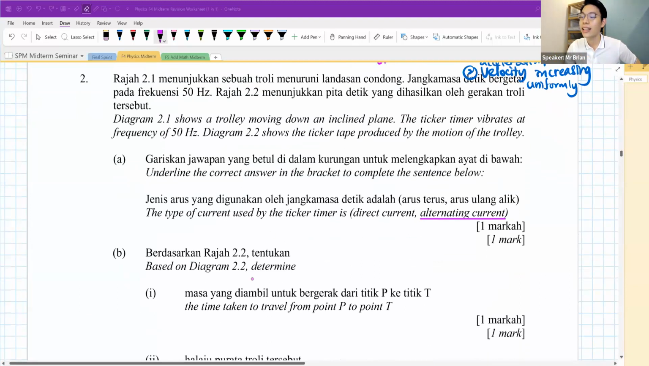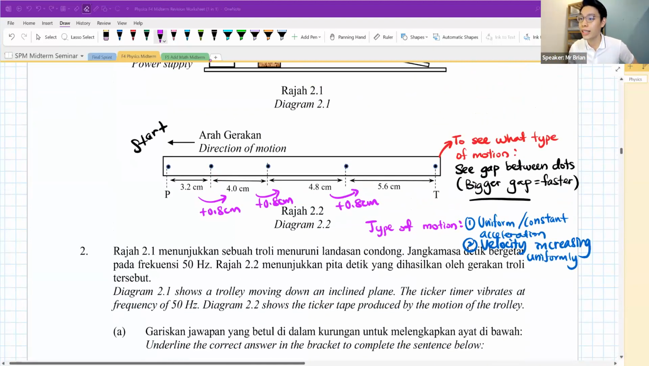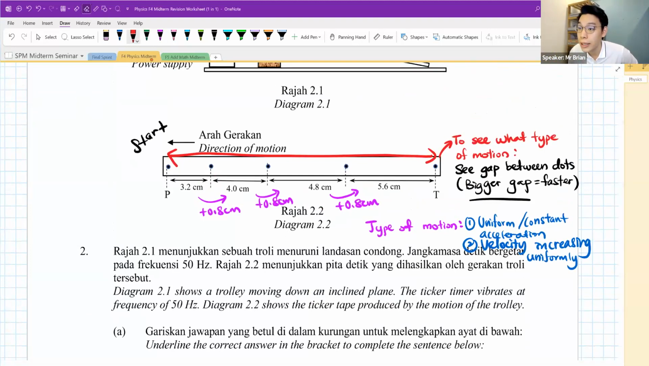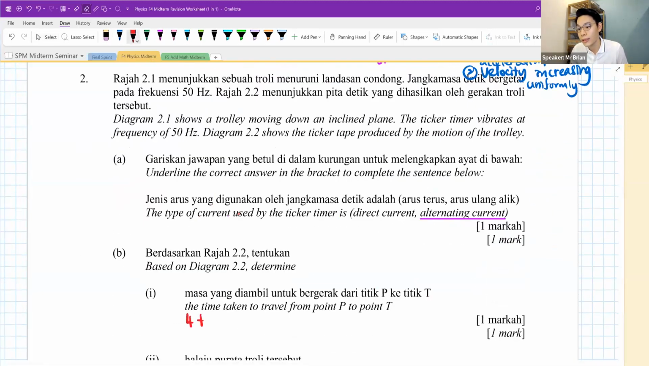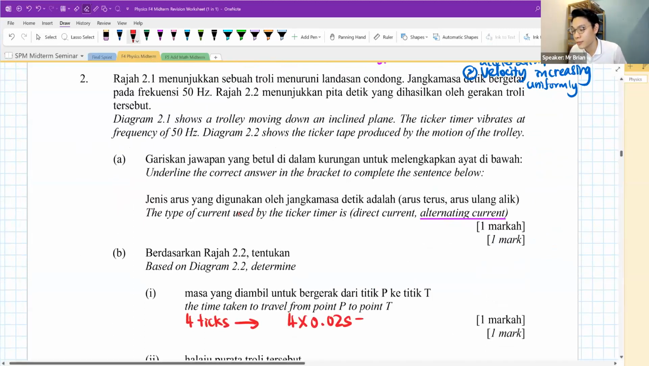Okay, let's see. The time taken to travel from point P to point Q. If you want to find the time, you have to look at the ticks. I got 1 tick, 2 ticks, 3 ticks, 4 ticks. Don't count the dots, count the gaps. Each gap here, you must know this value is 0.02 seconds. So we have got 4 ticks, and 4 ticks means the time is 4 times 0.02 seconds.